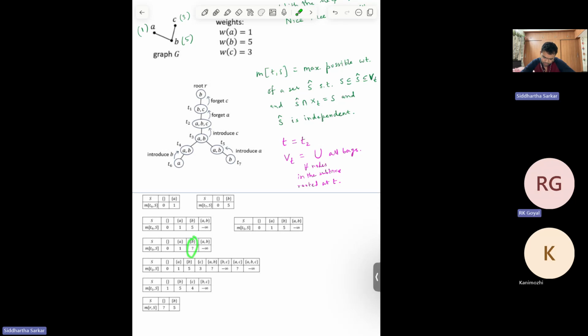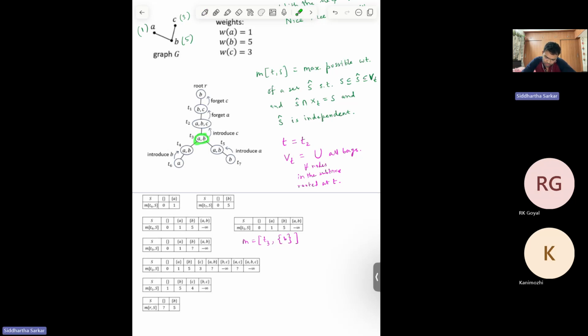So let's compute this entry. So let us compute this entry. What is this entry? So this entry is M of t3 comma, instead of S you will write B. All right. So now first look at t3. So t3 is this node.